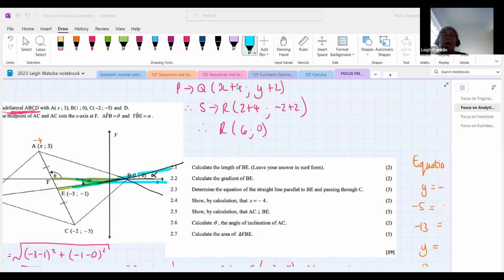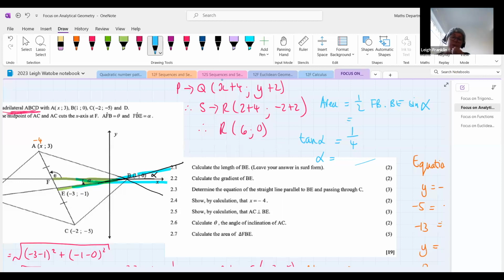You've got the gradient of BE. So tan alpha would be the gradient of BE, which was 1/4. And then you could work out how big alpha was. Okay, and then subbing into the area rule, you'd end up with area equal to half, and then you'd need to say FB times BE times sine of whatever angle alpha is. Okay, and then you could do it that way too.